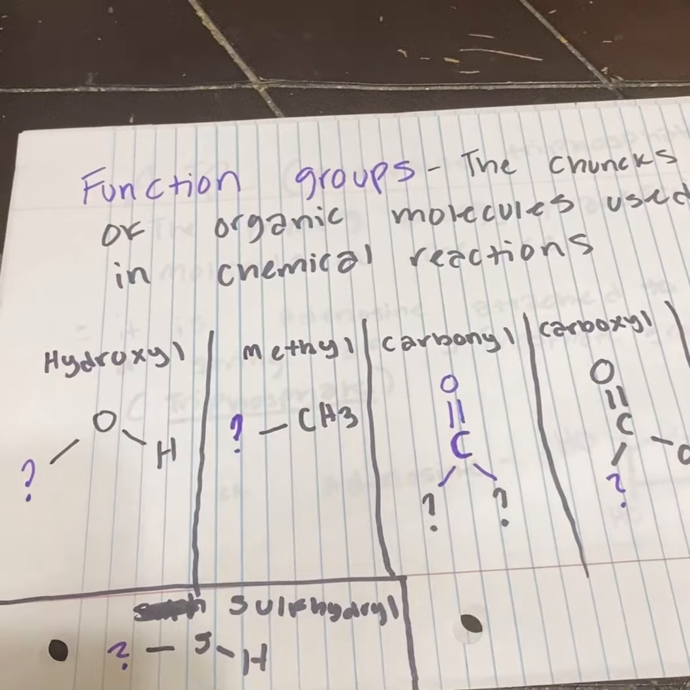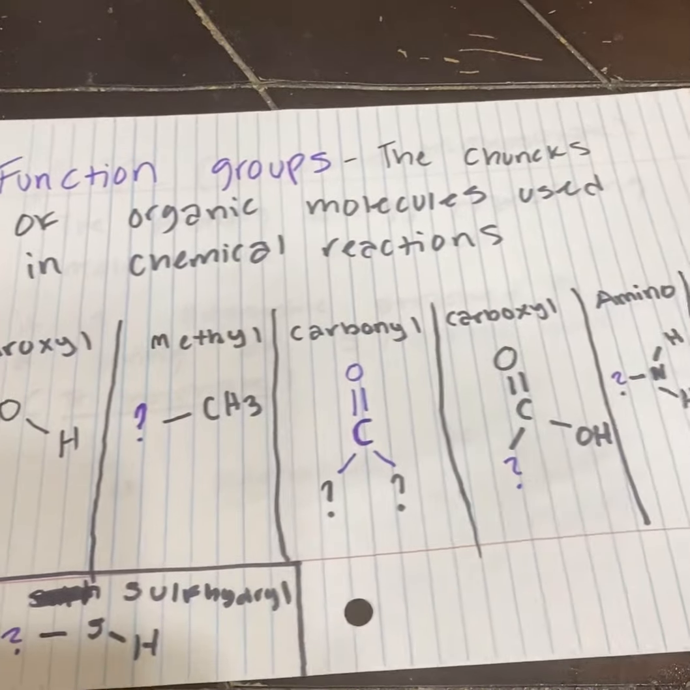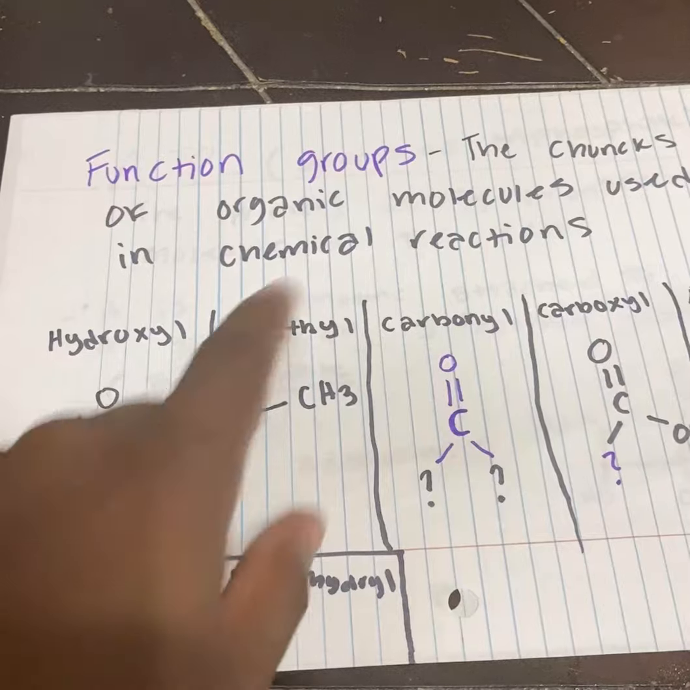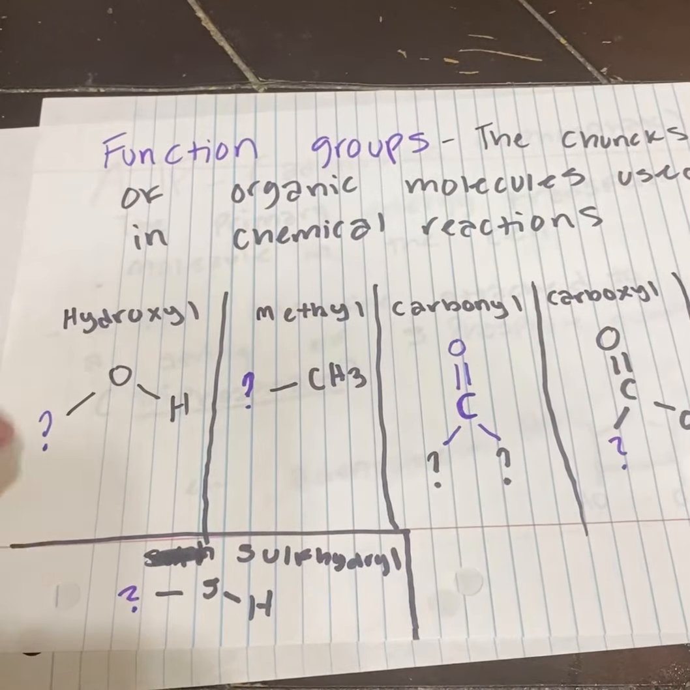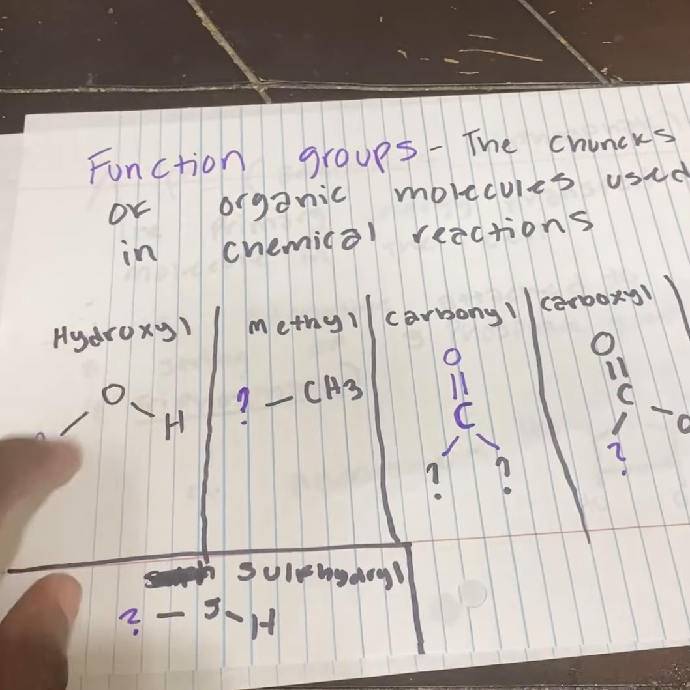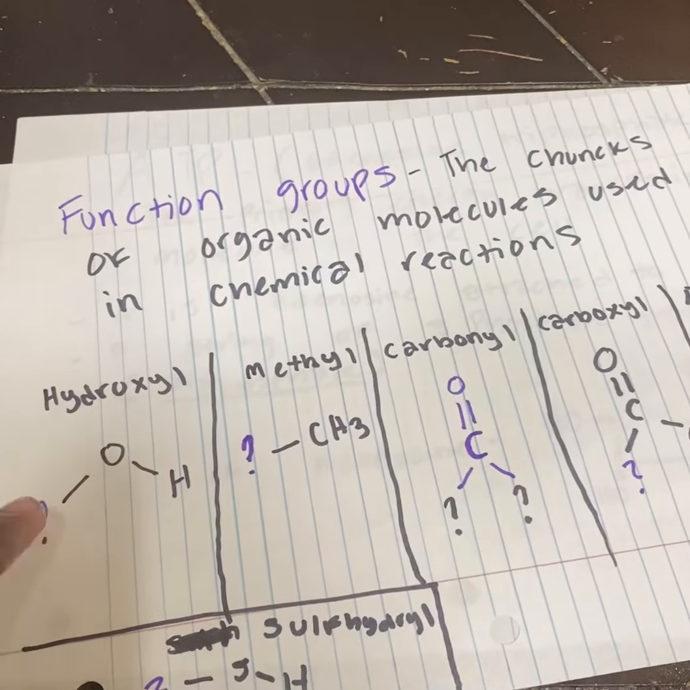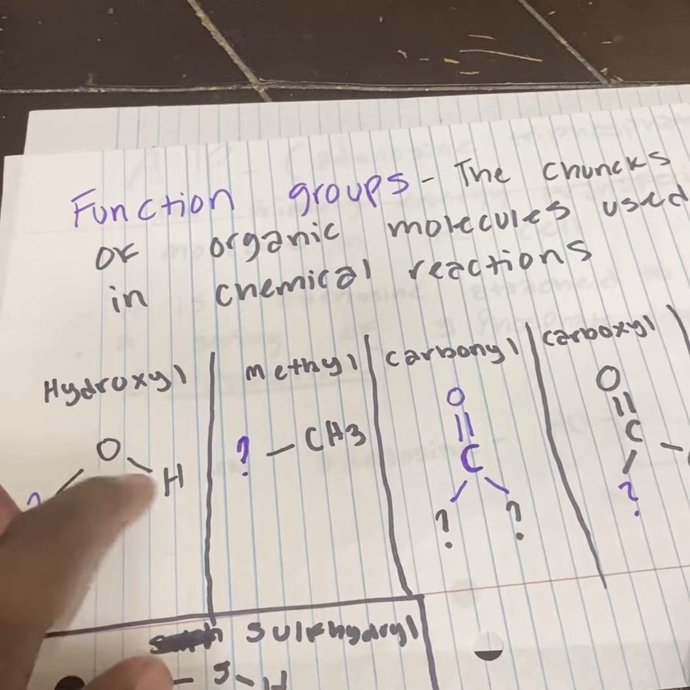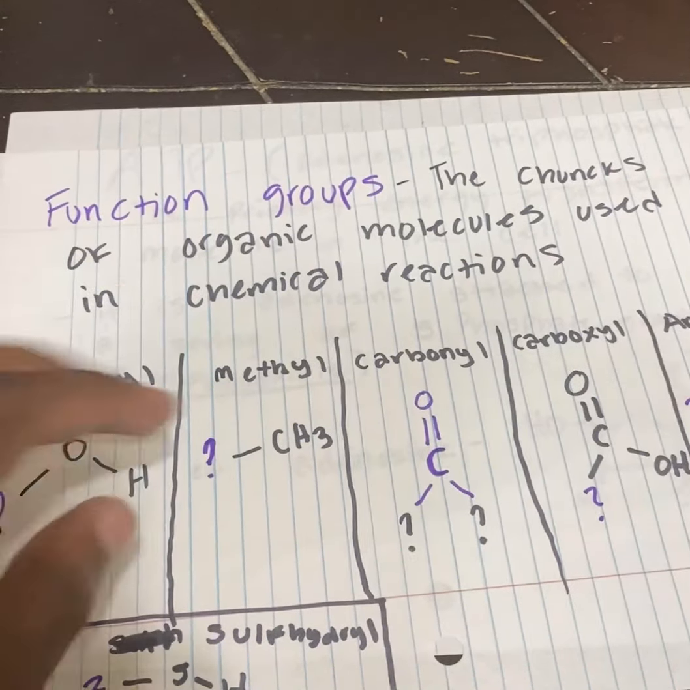Okay, functional groups, they are the chunks of organic molecules used in chemical reactions. And these are the ones that we're going to use in the class. So we have hydroxyl, and the question marks can be anything. So it has to be these elements in this way connected to a different element. So the question marks can be anything, as long as everything else is the same, and the shapes have to be the same as well.